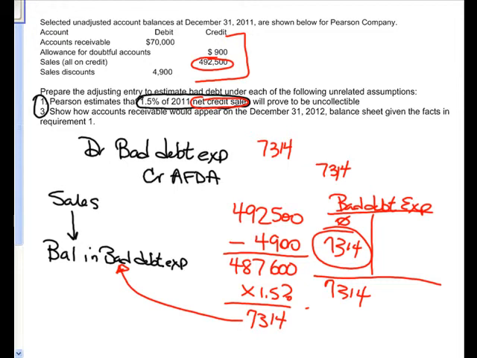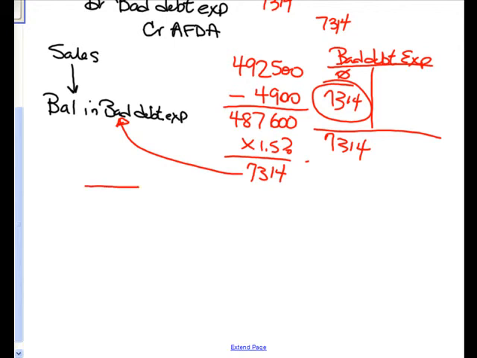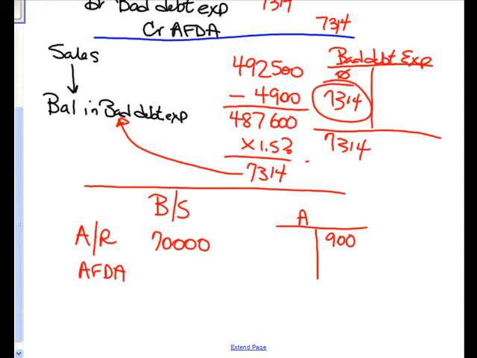Now the third part says show how the accounts receivable would appear on the balance sheet. So I'm just going to scroll down a little bit. And in the question on the balance sheet, we would have our accounts receivable account. And our accounts receivable account has $70,000 in it. The journal entry that we made to estimate bad debts doesn't affect that account at all. So $70,000 is it. The other account that goes on the balance sheet, though, is the allowance for doubtful accounts. And that question tells us that we have $900 credit in this account.